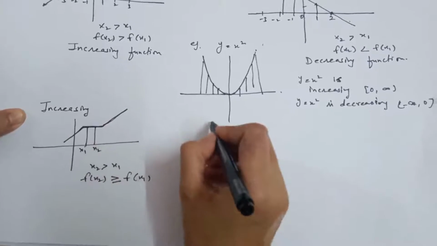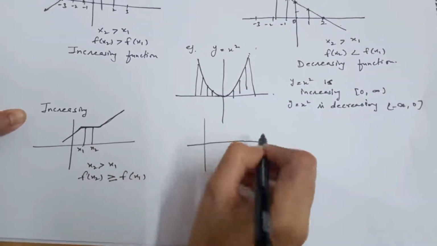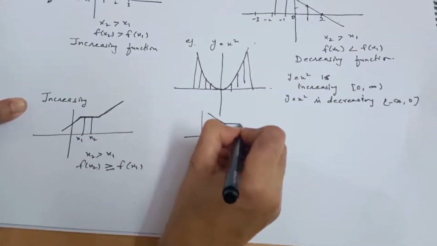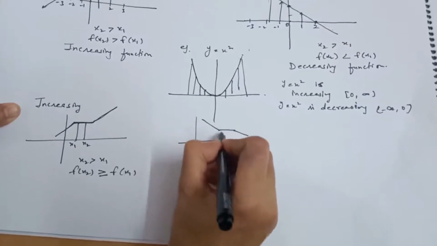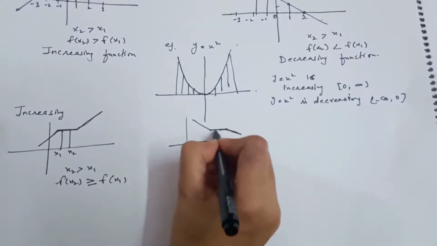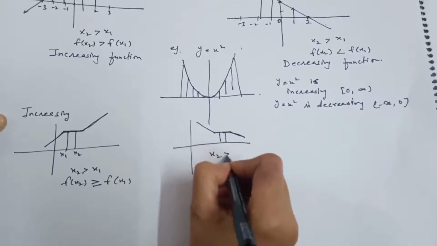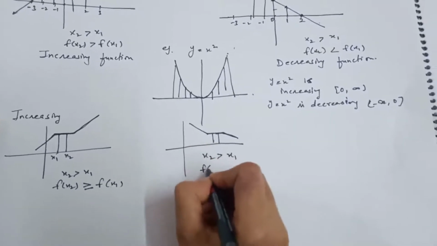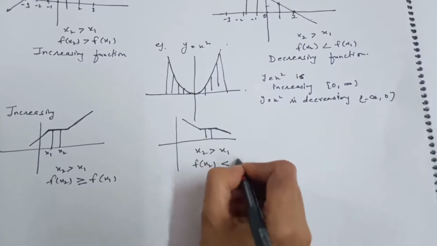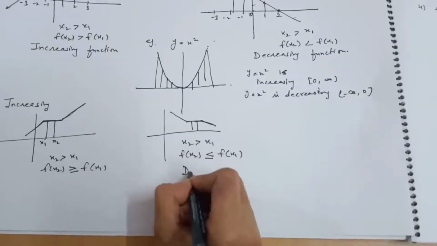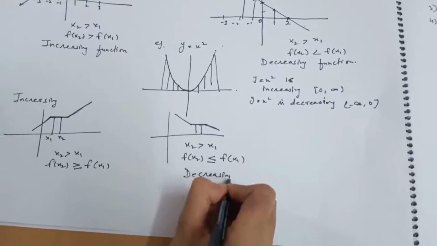Okay, now decreasing also. In decreasing, when it is going here, then here and here, it is decreasing, the value is going down, but somewhere you will say the value is equal also. So when x2 is greater than x1, but f(x2) is less than or equal to f(x1), that is called a decreasing function.